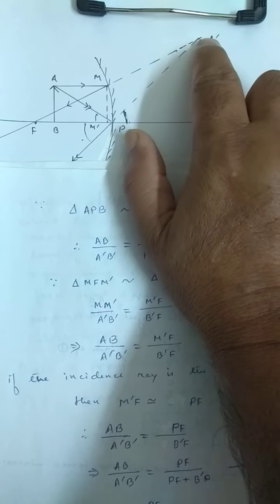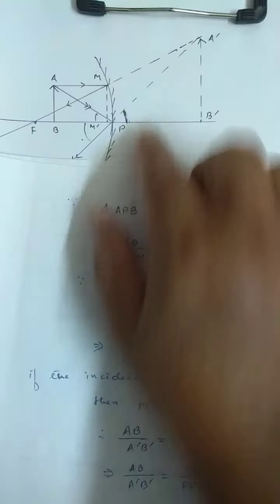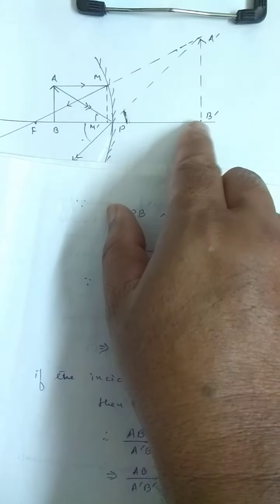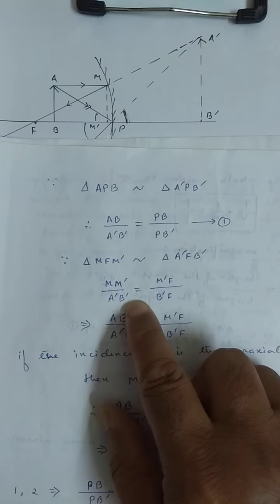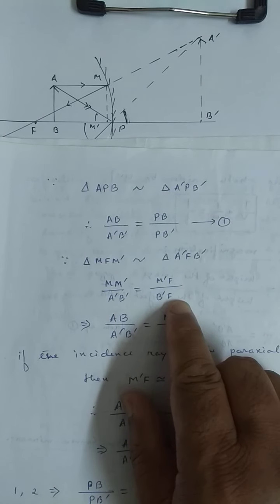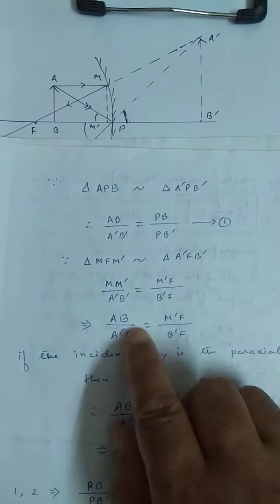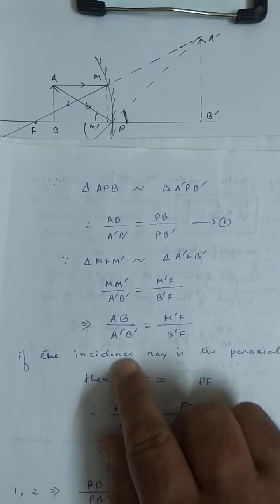MFM dash is similar to A dash FB dash. They are similar. Therefore, M dash by A dash B dash is M dash F divided by B dash F. But what is M dash? It is equal to AB. Therefore, in the next line, instead of M dash, I have written AB.